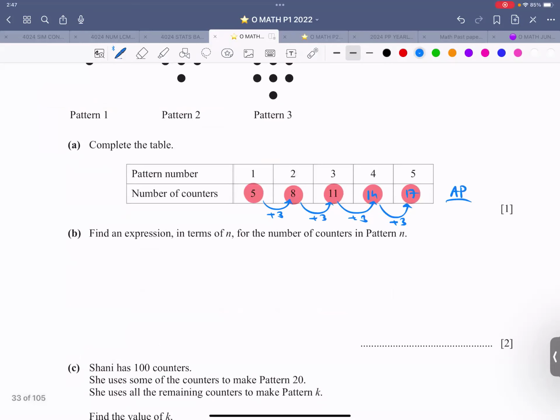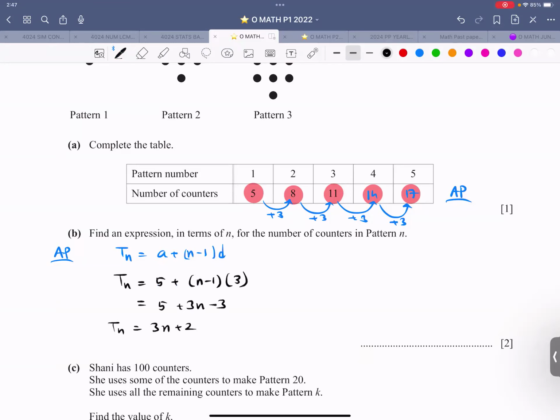Find an expression in terms of n. So the formula is Tn is A plus n minus 1 into D. That is for AP, arithmetic series, arithmetic progression. So therefore, Tn is A, which is 5, plus n minus 1, times the common difference, which is 3, the second term minus the first term. 5 plus 3n minus 3, that is 3n plus 2. That is your Tn. That's the term formula.